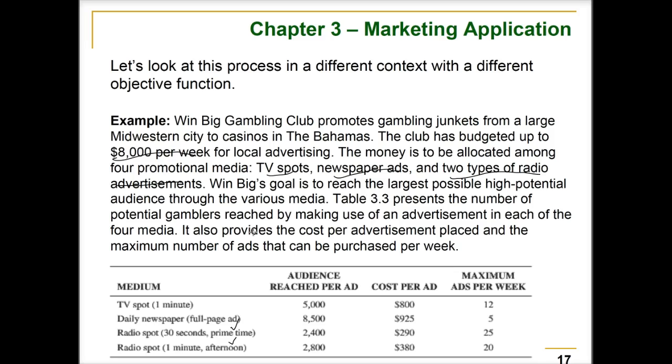So we see here that for each type of medium that we use, we have a maximum amount of people that we can reach, or I guess this may be an average of the amount of people that we can reach, and we know what the cost is per those ads, and we have a maximum on the amount of ads we can run per week. And all this information is going to help us form our constraints that we need for our model.